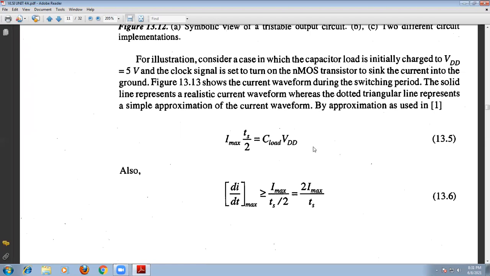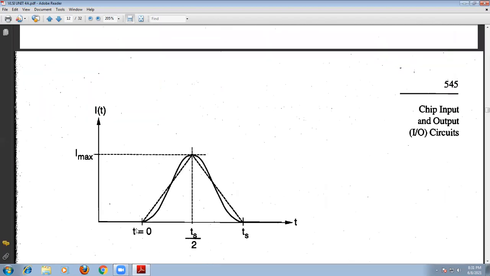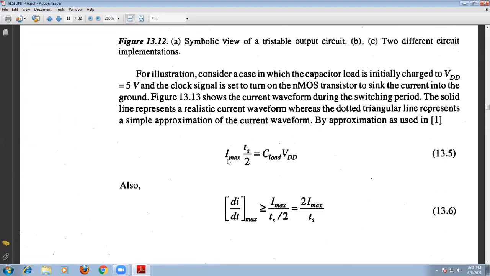Therefore, the current in this case is maximum at t equals Ts by 2. So I max into Ts by 2, that is I into T, is equal to C load into VDD. This is the equation we have to remember. From this equation, I max into Ts by 2 is equal to C load into VDD, and we can find only I max now.